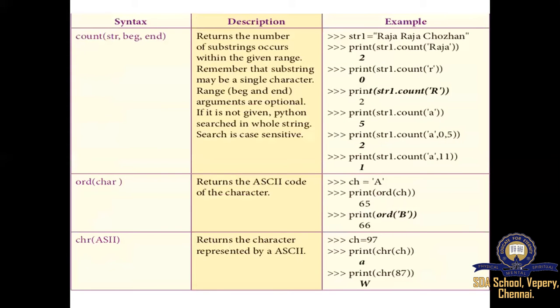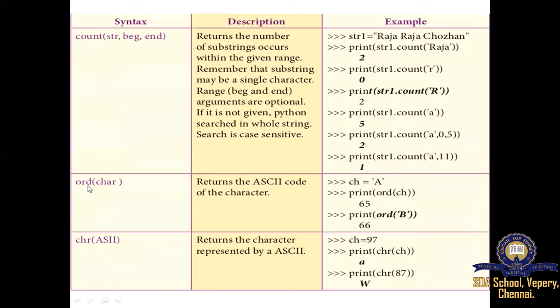is your count. What does count do? Returns the number of substrings occur within the given range. Remember, the substring may be a single character also. Range has got beginning and end. Arguments are optional. If it is not given, Python search in whole string. Search is case sensitive. The next function is ORD.